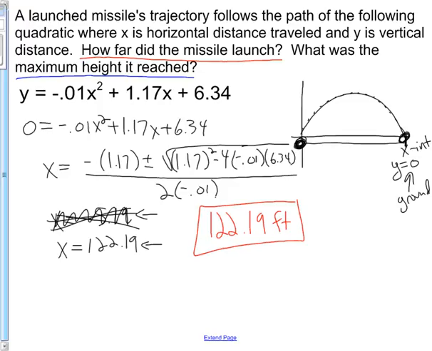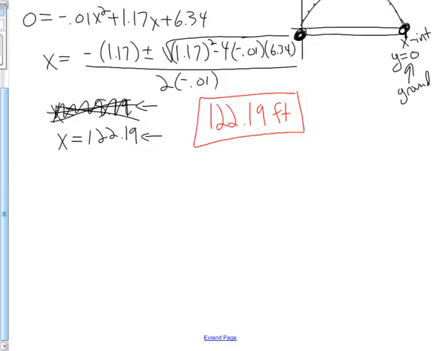Okay, and then the blue question, what was the maximum height it reached? Okay, so maximum height in blue is like right here on our graph. Now in math, we know maximum height to mean vertex. So since this is in standard form, we can find the vertex pretty quickly. So the vertex x value is negative b over 2a. So negative b over 2 times a. And again, this is just going to give us the x.